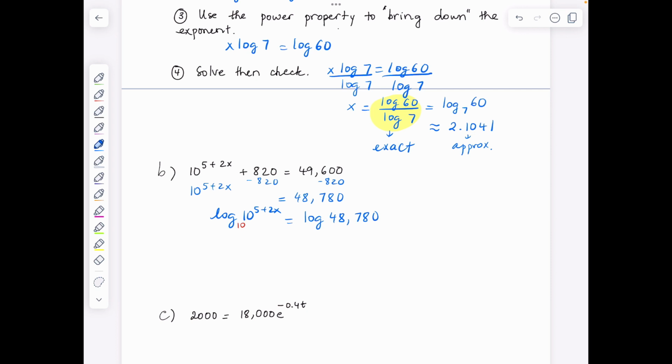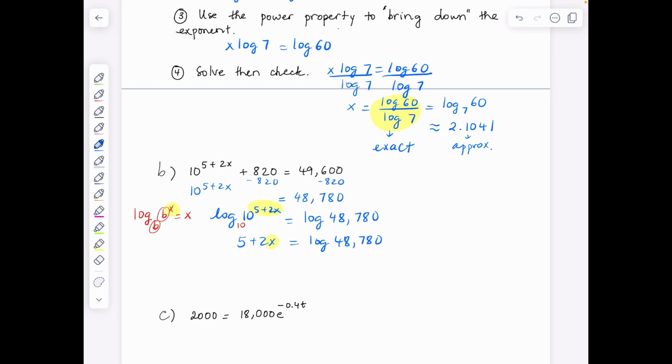Now, one of the basic properties that we learned is if you have log base b of b to the x, that is equal to x. Notice how these two match, and the answer would just be x. So applying that, this will equal 5 plus 2x, which is the exponent, and that is equal to log of 48,780. Remember, log of 48,780 is a constant if you put it in your calculator. So treat it like a constant, and our goal is to get this x by itself.